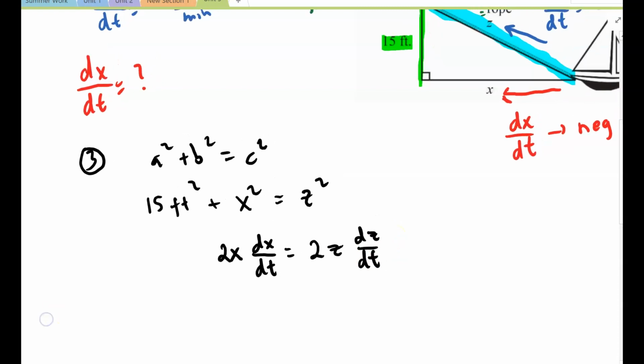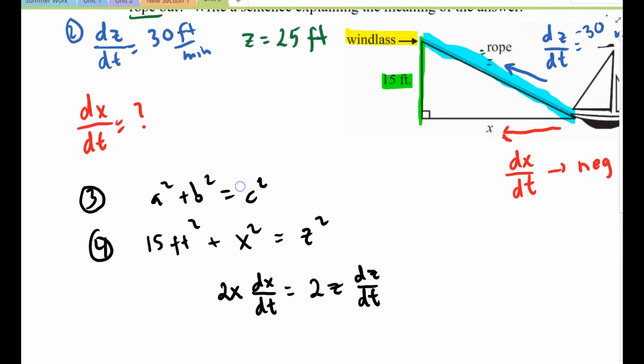Okay, so it looks like a bunch of gibberish here, okay? But what we're going to go ahead and do at this stage is substitute. So I'm going to plug in values and quantities that I know. Now, it's important to note dx/dt is what I want to solve for. I want to isolate this, okay? And I don't have an x. This is missing, so we'll have to go ahead and calculate that. Do I have a z?